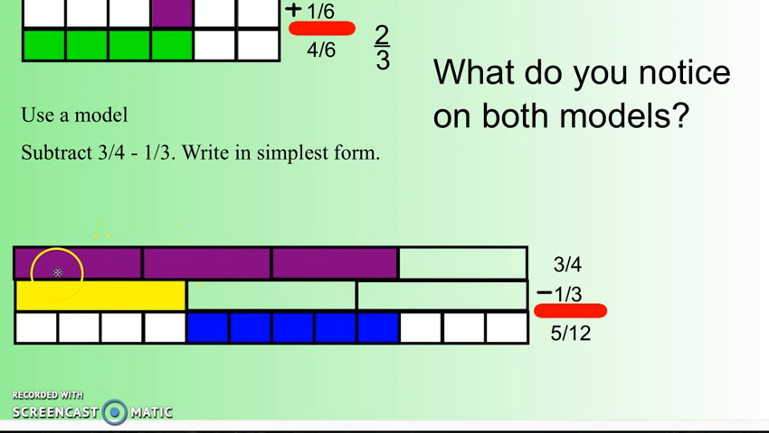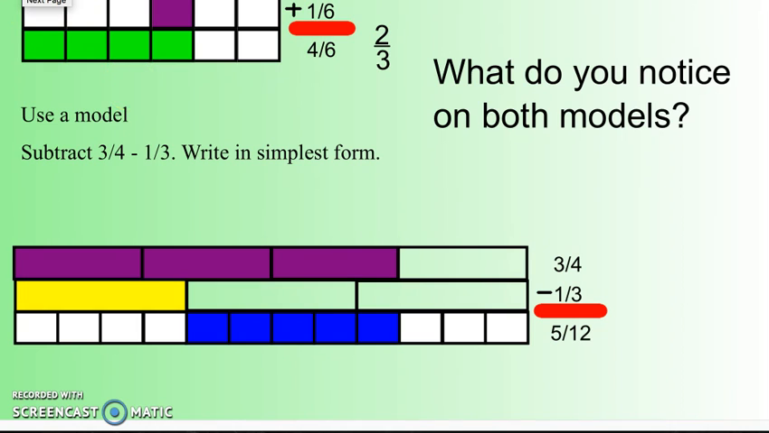Another way to look at this is, how many 12ths does 3/4 represent? Now think about it. If I separate this into my 12ths, here's a 12th, here's a 12th, and here's a 12th. So each one of these is 3 of them. So this would be 3, 6, 9. So that would be 9/12 that this purple represents. How about this one? How many 12ths would yellow represent? 1, 2, 3, 4. 4/12. So this is really 9/12 minus 4/12. What's 9 minus 4? 5. 5/12. And that's where the 5/12 came from.